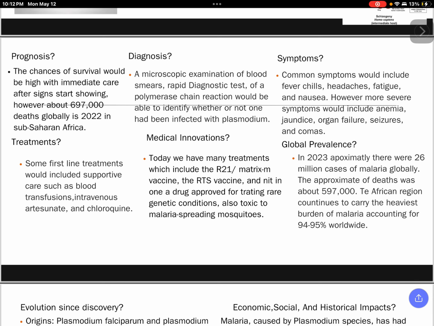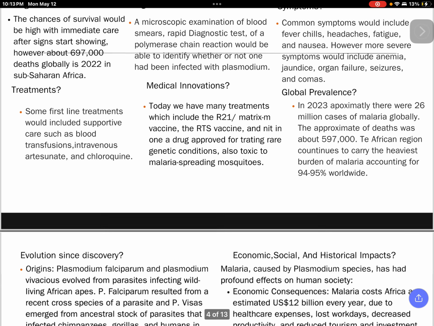Global prevalence. In 2023, there were approximately 263 million cases of malaria globally. The approximate number of deaths was about 597,000, mostly in the African region. And the African region continues to have the heaviest burden of malaria, accounting for 94 to 95% of it worldwide.